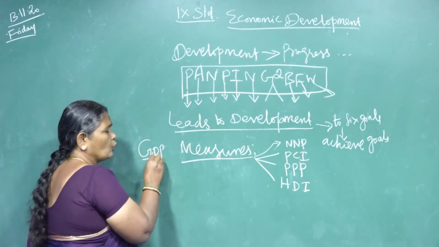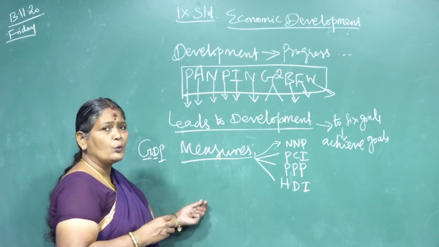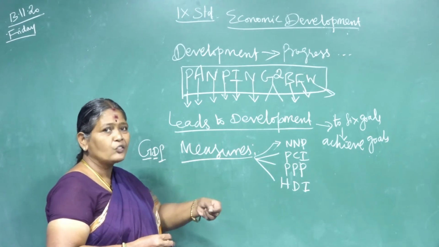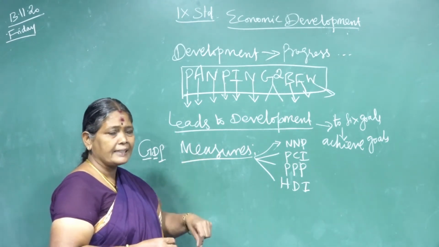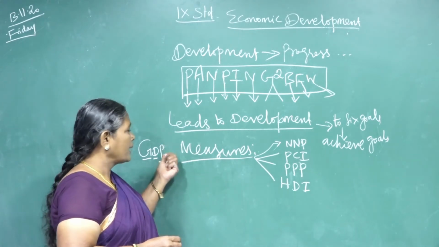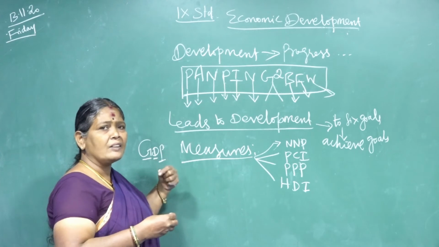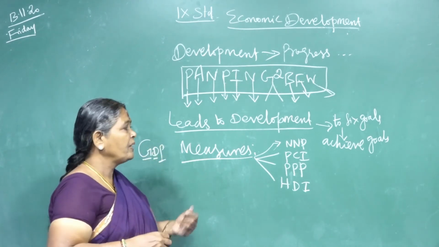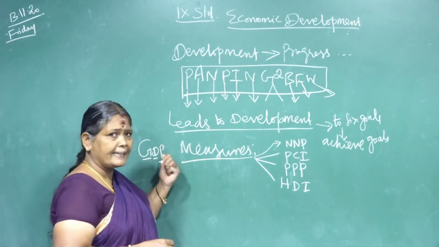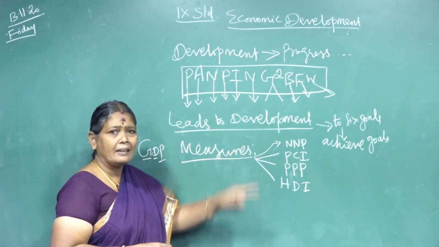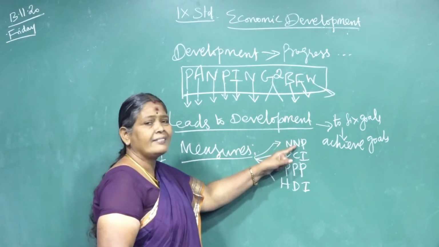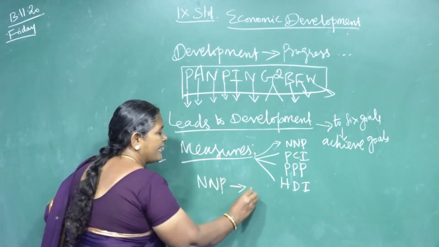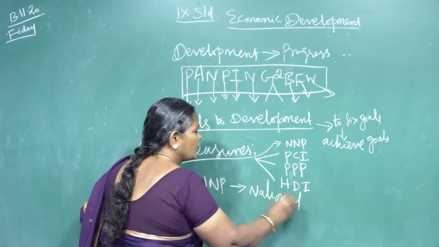Now, before seeing NNP, students, in the daily news you must have heard the word GDP. GDP, gross domestic product, gives the total money value of goods and services produced within the boundaries of the country in a year. But it does not include Indians who are doing business and produce goods and services abroad. So that is why it is not a real one. But the true measure is NNP, Net National Product. This net national product is also called national income, which is a true measure.